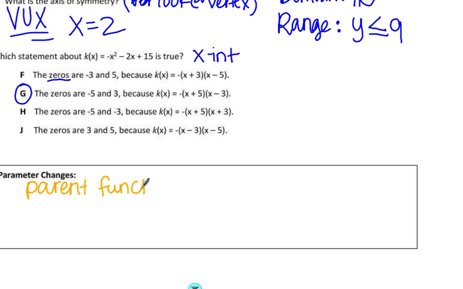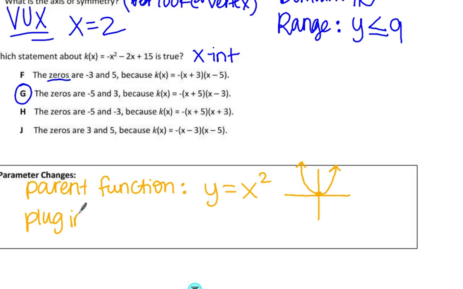Parent function. Anybody remember? It is y equals x². He is super basic. He is the most basic form of our quadratic functions. Make sure you remember him. He looks a lot like this, where his vertex is at the point 0, 0. So for our parameter changes, what we mostly want to remember is to plug our graphs into y equals and then compare.